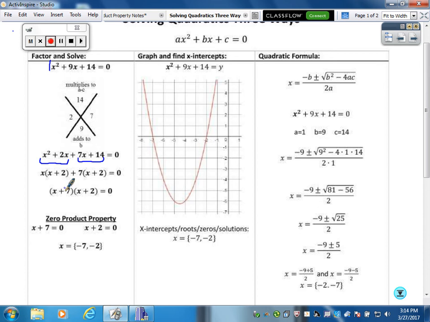From there, we use the zero product property, which means set each of those factors equal to 0 to see what would make this 0. And you solve it by subtracting 7 on this one and subtracting 2 on this one. So your answers are -7 and -2.